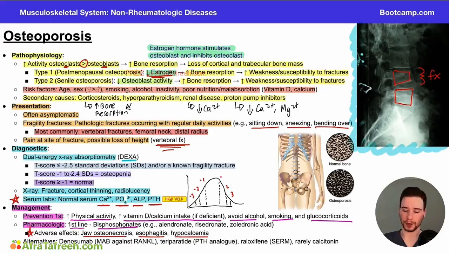Now, we can also consider some alternatives here. These include things like denosumab, which is a monoclonal antibody against the RANK ligand, and this is going to interfere with the process by which osteoclasts mature and thus decreasing the amount of osteoclasts that are active to consume bone in the body.